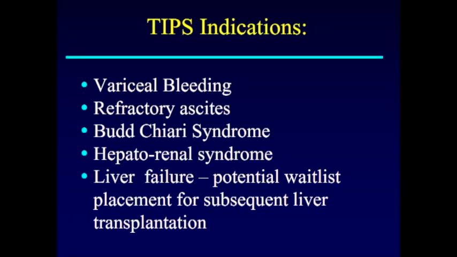What are some of the indications for TIPS shunts? Variceal bleeding, refractory ascites, Budd-Chiari syndrome, hepatorenal syndrome, and liver failure, to give the patient a chance to become a potential candidate for liver transplant by being put on the wait list, because of an intermediary help from the TIPS shunt that allows the patient not to continue to go into liver failure. So it's kind of just a middleman while the patient still has hope to be placed on the transplant list for definitive treatment.